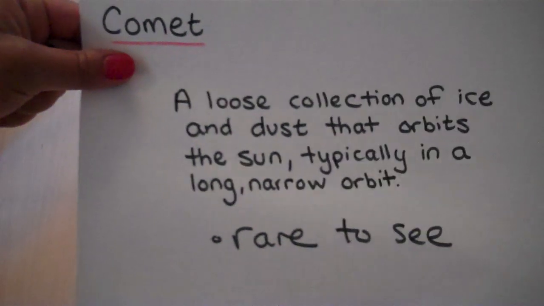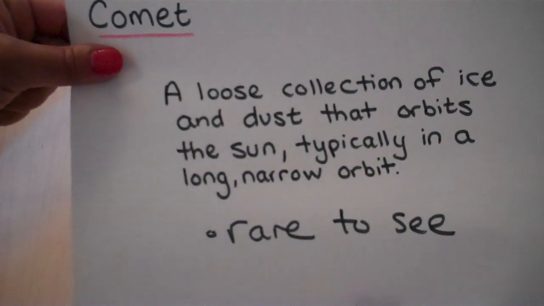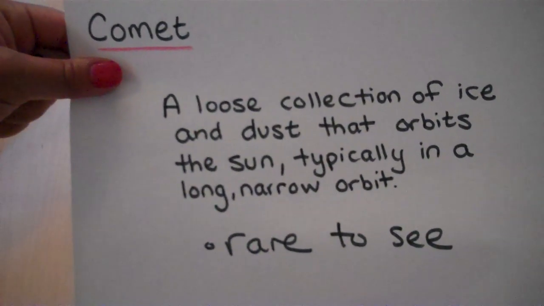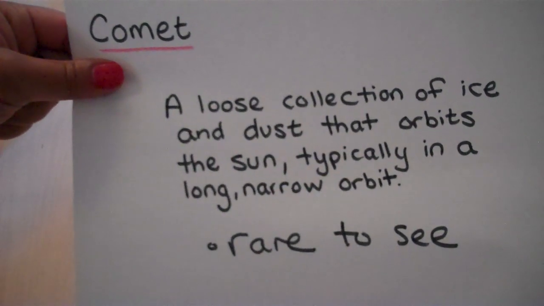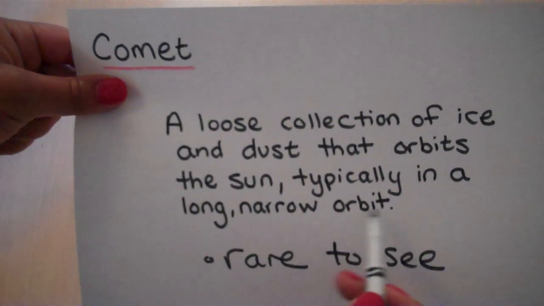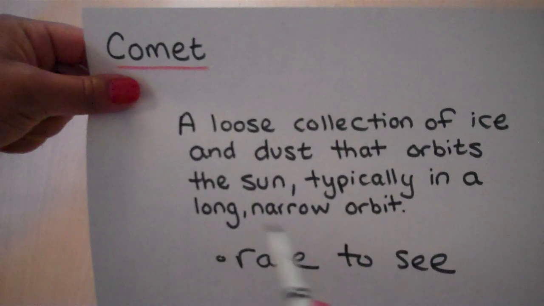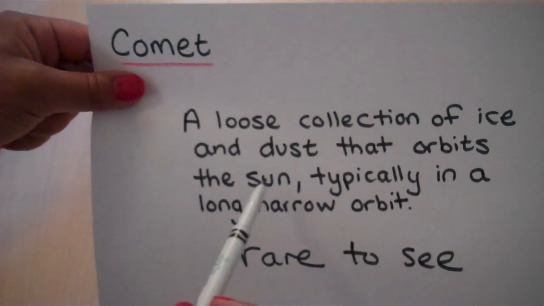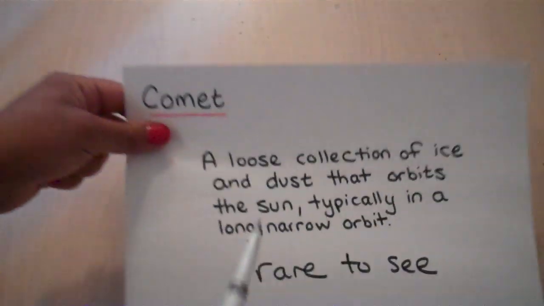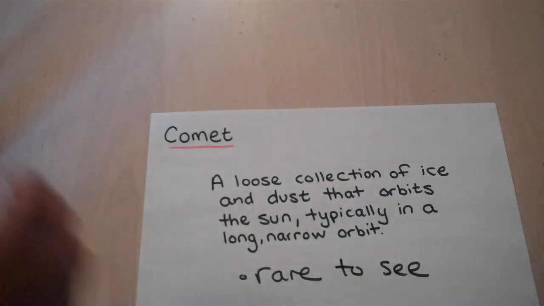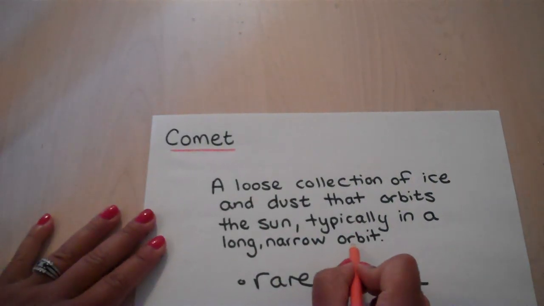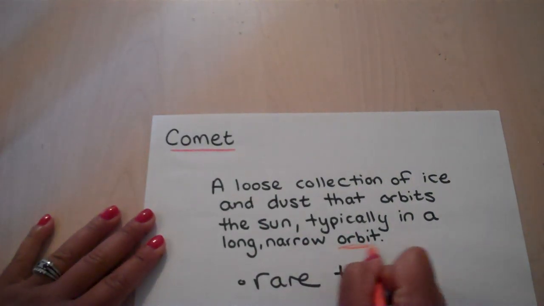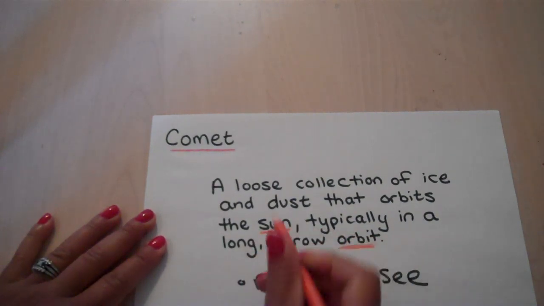And it's a loose collection of ice and dust that orbits the sun, typically in a long, narrow orbit. Okay, see this word here, orbit. So it's going around, and it's orbiting the path, and the path it's taking is around the sun. Again, maybe we should grab our colored pencil here and underline some of those key things.